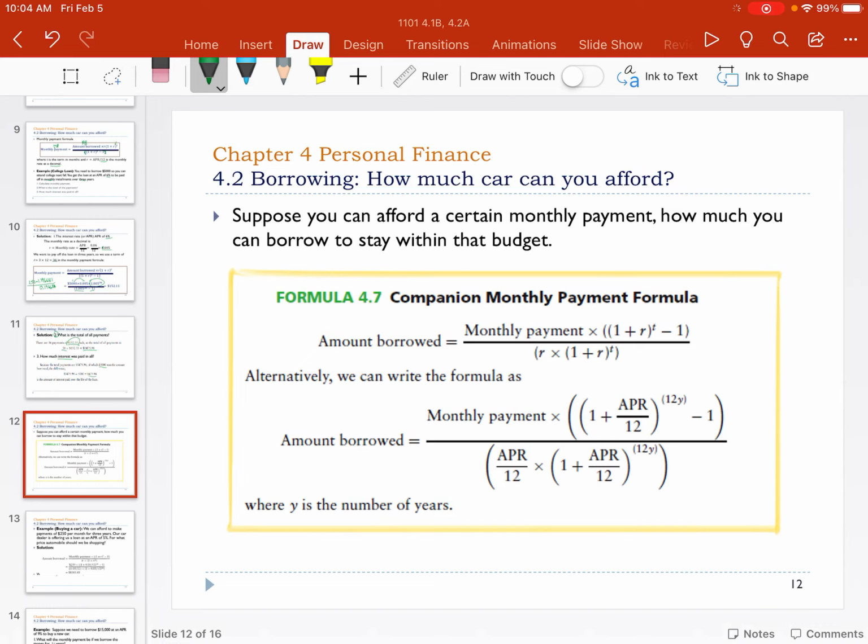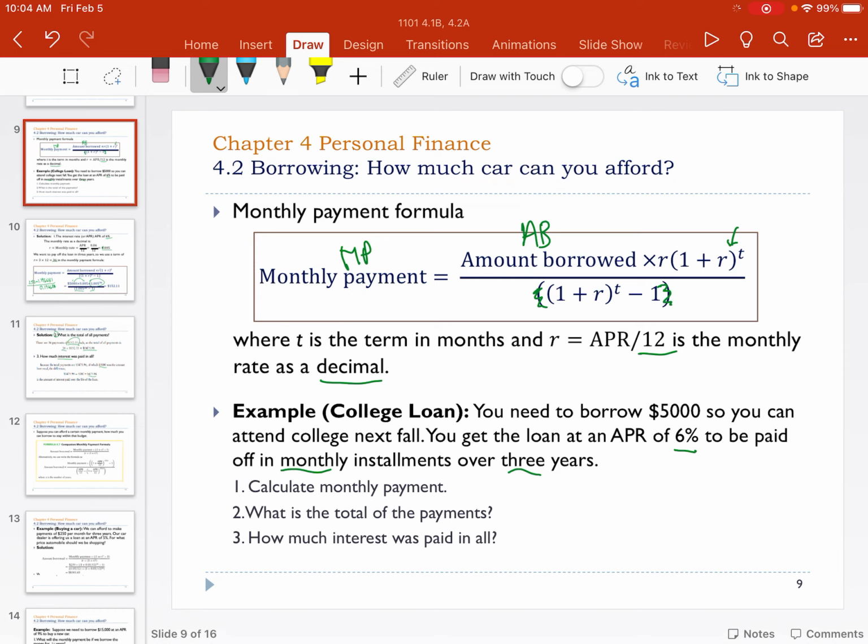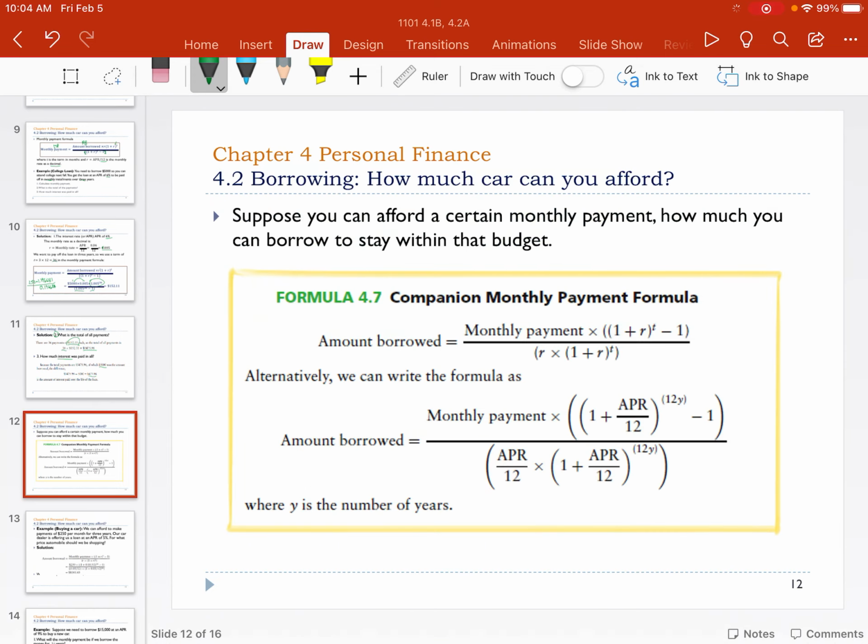Suppose you can afford a certain monthly payment. How much can you borrow to stay within that budget? Okay, let's compare the formulas as I go back here. We had monthly payment on the left side and amount borrowed on the right side. Suddenly, we've switched gears. The amount borrowed is on the left side. My pen keeps dying on me. And so they switched positions.